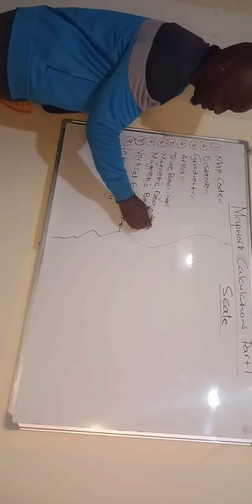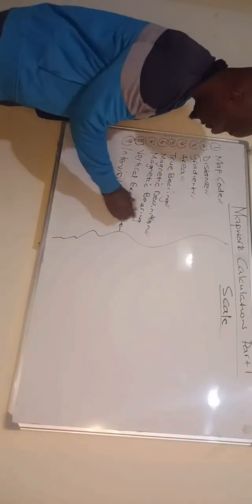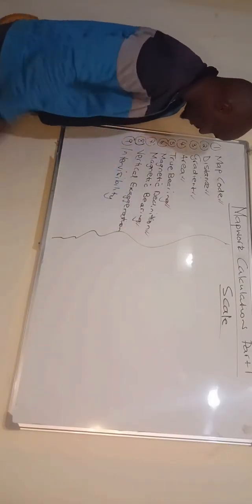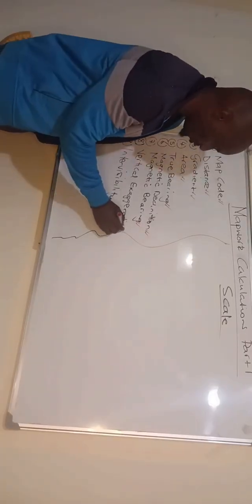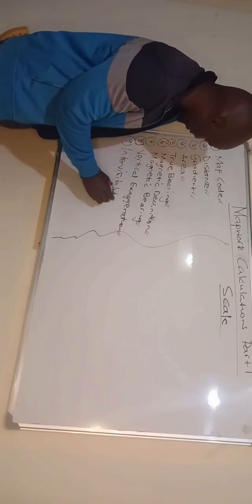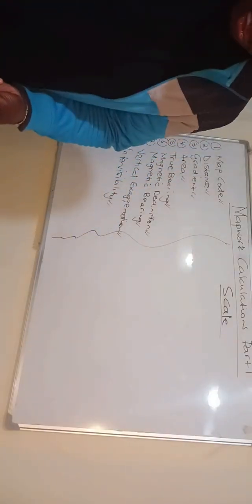After true bearing, we are going to calculate magnetic declination. After that, magnetic bearing. Then, if time permits, we are going to do our vertical exaggeration. And lastly, intervisibility. So that's what we are going to do.